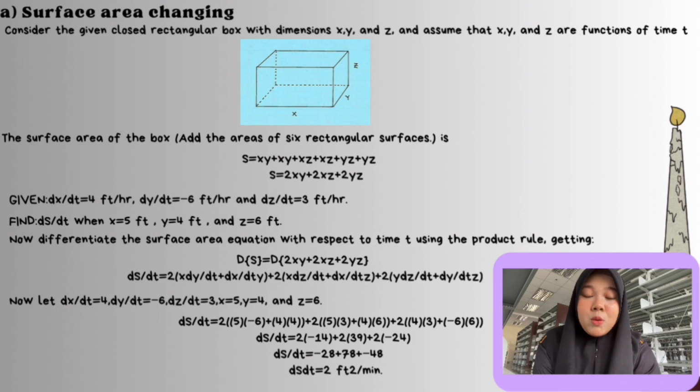So find dS over dt when x equal to 5 feet, y equal to 4 feet, and z equal to 6 feet. Now differentiate the surface area equation with respect to time using the product rule, getting dS over dt equal to 2 open bracket x dy over dt plus dx over dt y close bracket plus 2 open bracket x dz over dt plus dx over dt z close bracket plus 2 open bracket y dz over dt plus dy over dt z close bracket. Now let dx over dt equal to 4, dy over dt equal to negative 6, dz over dt equal to 3, x equal to 5, y equal to 4, and z equal to 6. Let's substitute all the values in the equation and we will get dS over dt equal to 2 feet squared per hour.